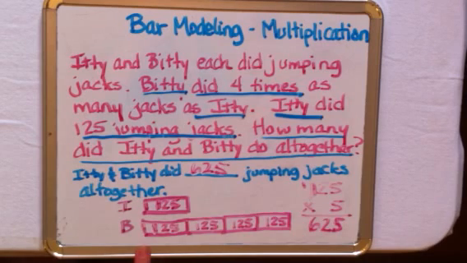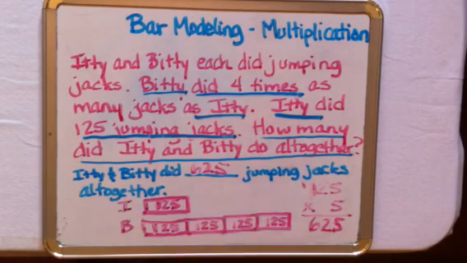Now, you could have solved for how much Bitty did when they said that Bitty did 4 times as much as Itty. So we could have found what 4 of this is. And 4 times 125 is 500. And then added Itty's 125 to that. We still would have gotten 625. Either way, you get the same answer.